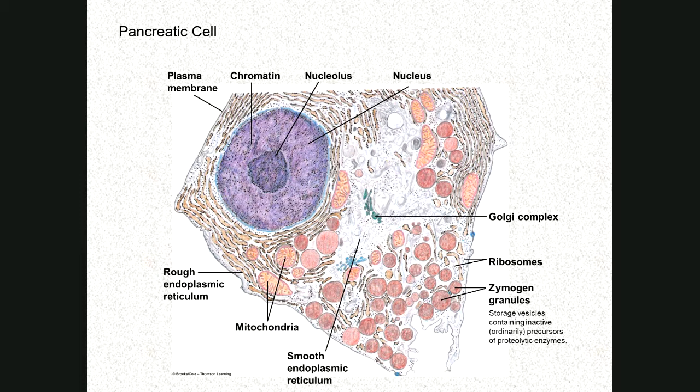And those granules are just zymogen granules. These are just vesicles, to store inactive precursor enzymes. The pancreas is very rich in enzymatic molecules. And this, that's the smooth, and over here, that's the rough endoplasmic reticulum with the ribosomes on top, coating the ribosomes. All right.